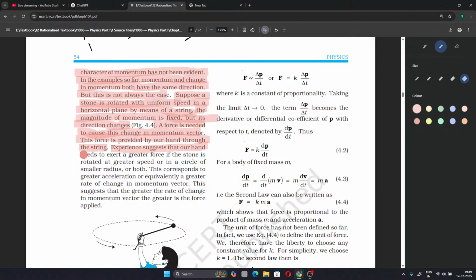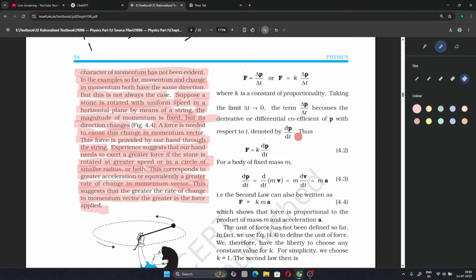Experience suggests that our hand needs to exert a greater force if the stone is rotated at higher speed or in a circle of smaller radius or both. Basically, we need to apply greater force if we want to spin the stone at greater speeds, higher velocity, or when the string is short in length. This corresponds to greater acceleration or equivalently a greater rate of change in the momentum vector. This suggests that the greater the rate of change in the momentum vector, the greater is the force applied.